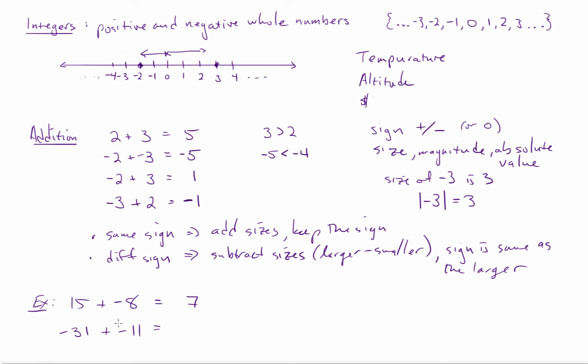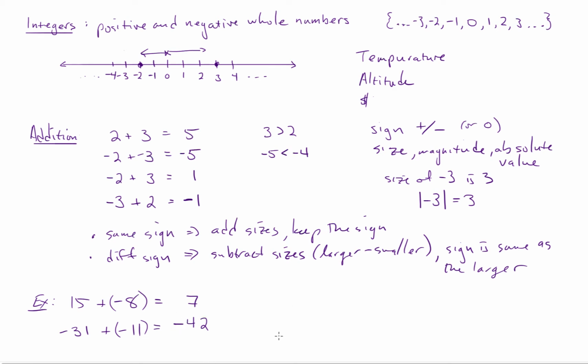Negative 31 plus negative 11. By the way, these negatives that are written after a plus sign, you might see them written with parentheses around them just to distinguish them as separate numbers. This is still negative 31 plus negative 11. They're the same sign, so that means they're both working together on the same side in the tug of war. So you just add them together. It's 42. But since they're both negative, the answer is negative.